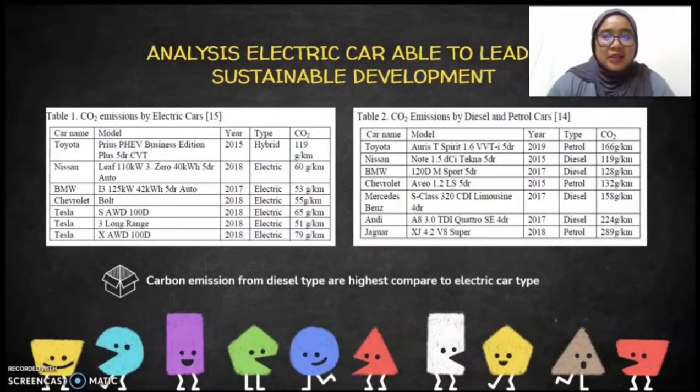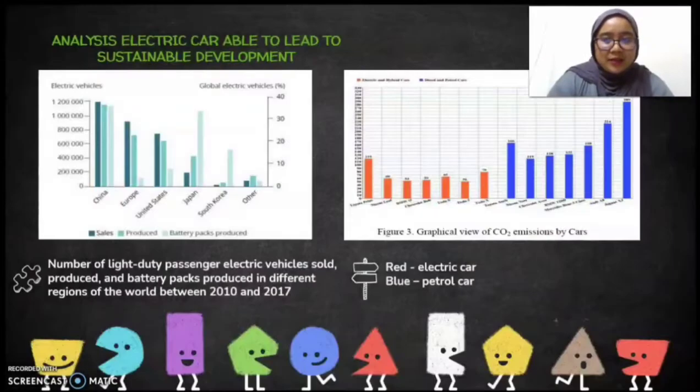The next slide is the analysis of how the electric car is able to lead to sustainable development. We can see that table 1 is CO2 emission by electric car, and table 2 is CO2 emission by diesel and petrol gas. Based on the tables, we can see carbon emission from the diesel type is higher compared to the electric car type.